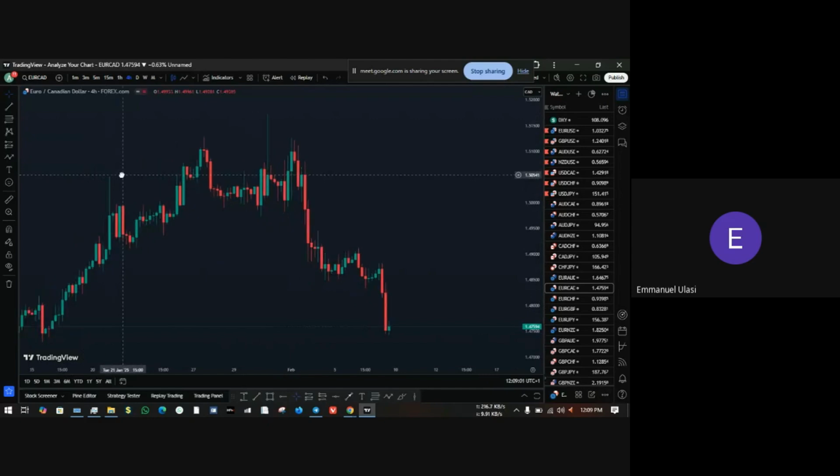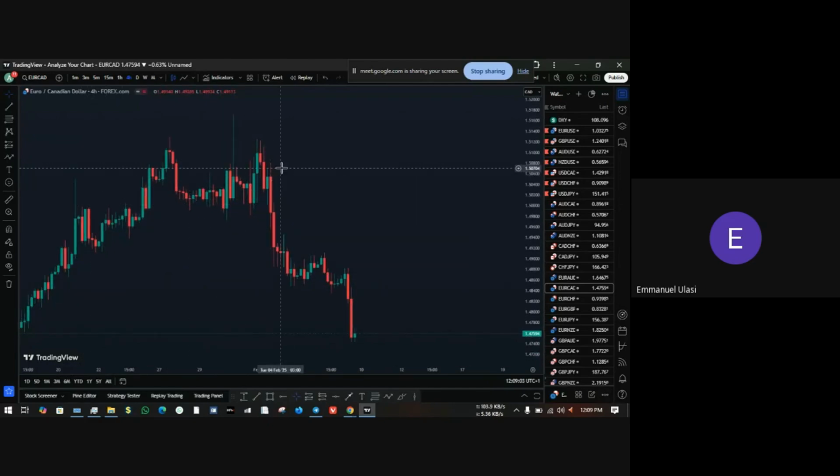So for instance, if you look at this chart, you can clearly see that we are in a downtrend. Why? Because we are creating lower lows and lower highs, and lower lows and lower highs. So in this kind of market scenario, we do look for shorts. That is, what we do look for in this kind of market is to take sell positions.